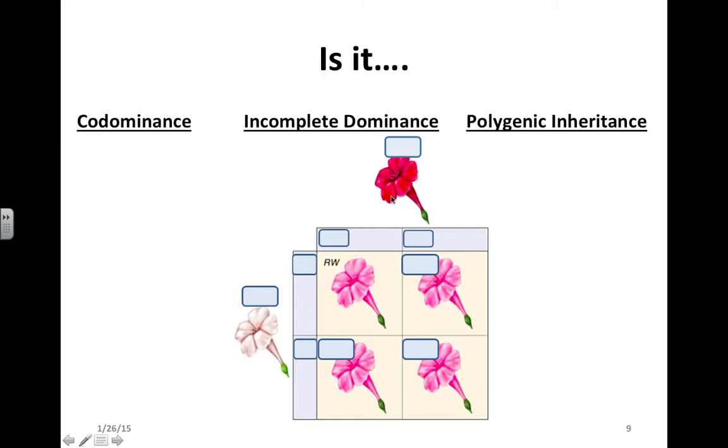Here's another one. Red plus white gives us mostly pink. And if you said that that's incomplete dominance, you are correct. It's incomplete because the red isn't completely there. It's influenced by the white. So the red really is dominant, but it's only partially dominant.